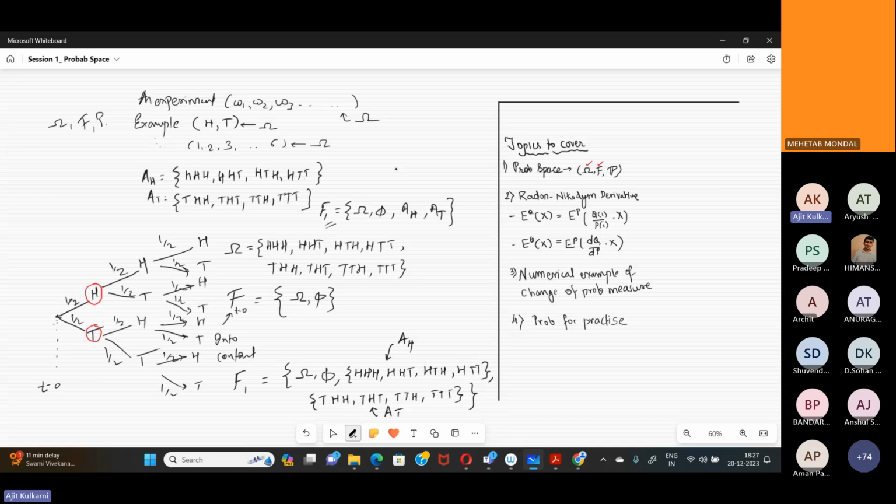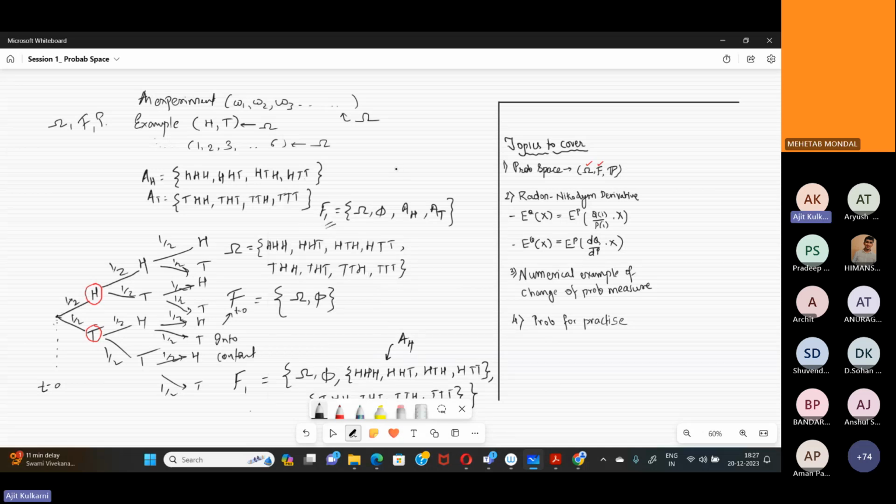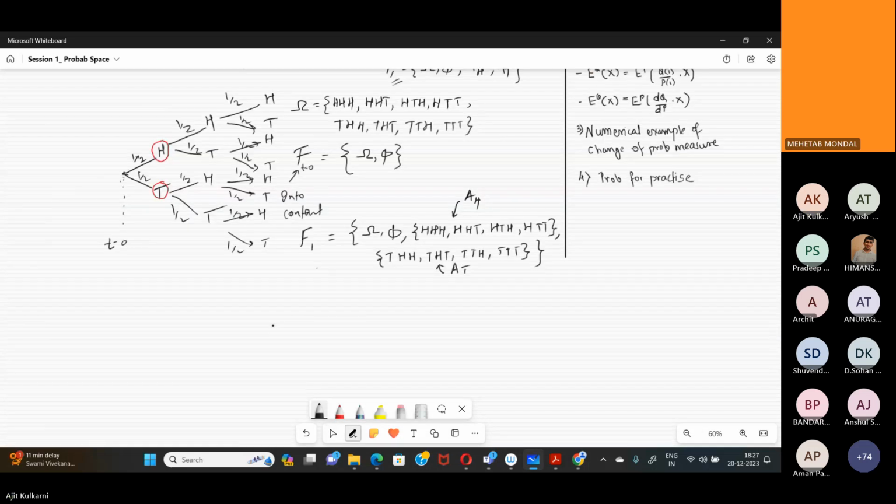Now, let us go. Can someone tell me what will be F2? In the same vein, let us try to figure out what F2 is. It has to again contain all the information which was contained earlier, so it will have omega, phi, AH, and AT. Apart from that, what will it have?